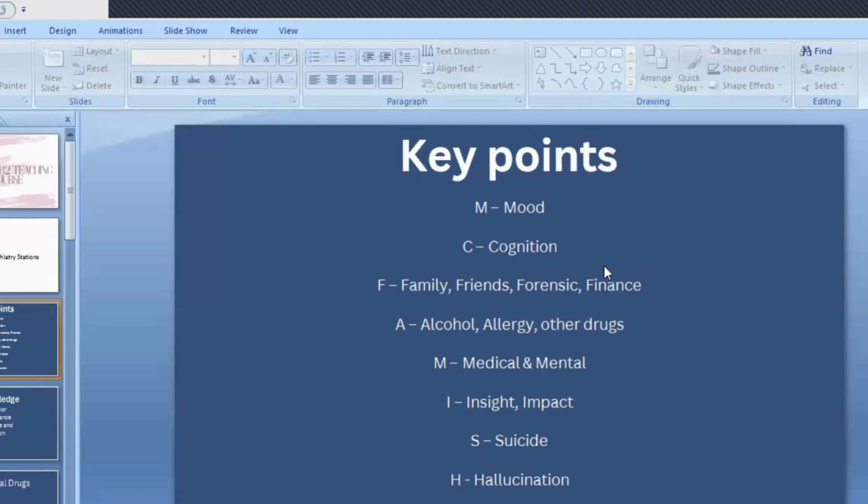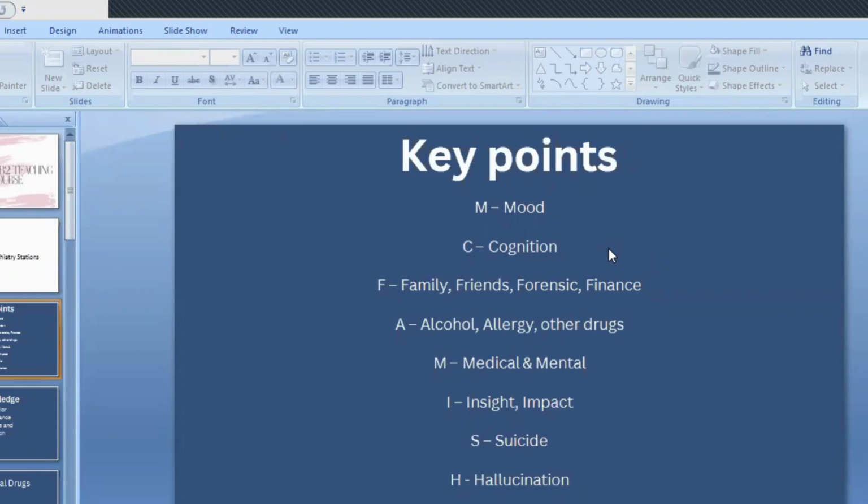Finances are really important in the case of hypomania or mania. So we can ask the patient, or if we're asking the relative, we can ask: has the patient been spending too much lately? Has he been going shopping quite often, or has he been giving to charity more often than usual?